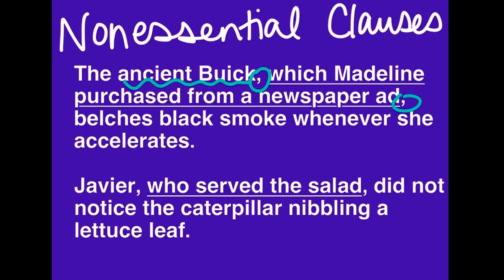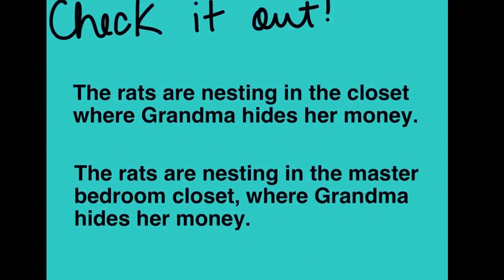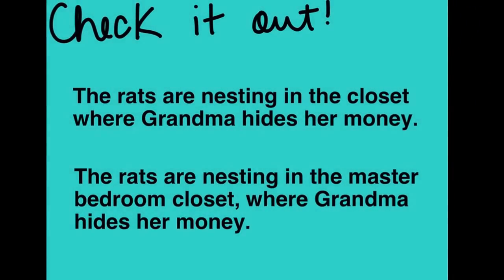Javier, who served the salad, did not notice the caterpillar nibbling the lettuce leaf. We know Javier is who's being spoken about, so we don't need this adjective clause, making it non-essential and surrounded by commas. Look at the differences in these two sentences. The rats are nesting in the closet where Grandma hides her money. And this one, the rats are nesting in the master bedroom closet where Grandma hides her money.